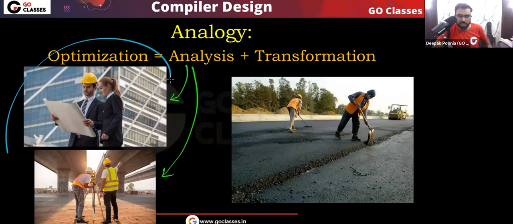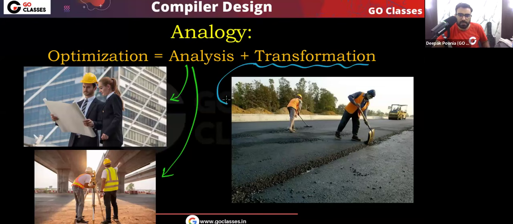First they will do the analysis, and once the analysis is done, they will figure out what is the safe transformation, what is the correct way of building the road. Then finally, after the analysis, the transformation will take place. Yes or no? So remember, optimization simply means analysis plus transformation. There are two things involved in most optimizations.